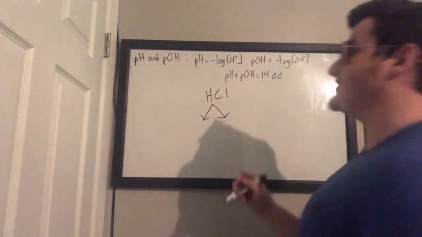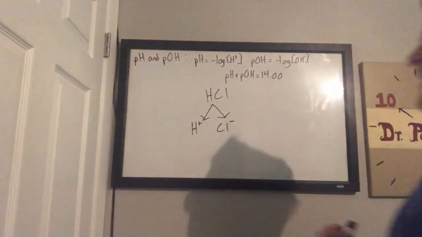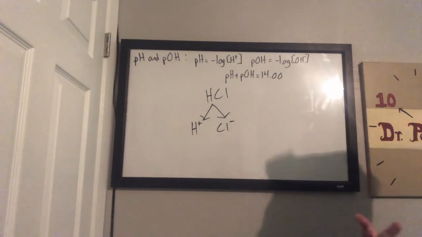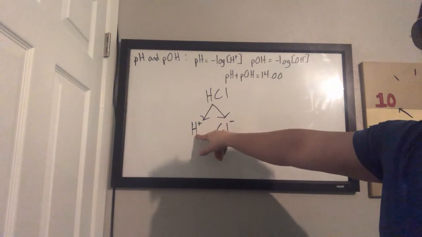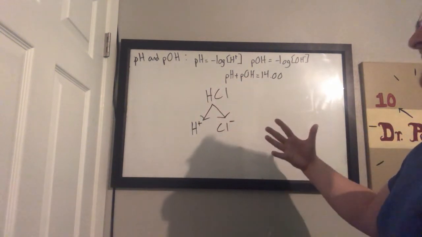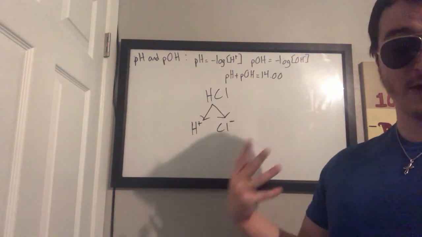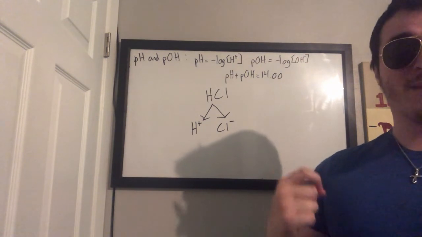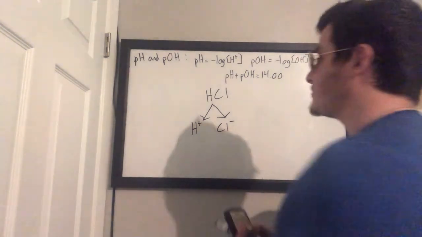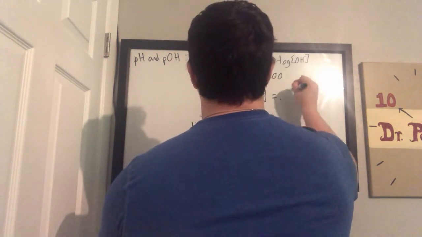It's going to break up into hydrogen ions and chloride ions. So if they're giving you the concentration of HCl, then they're also giving you the concentration of H+, because every single molecule is going to do this, and there's only one H for every HCl. Therefore, it's a 1-to-1 ratio. So when they tell you, what is the pH of a 0.0001 molar solution of HCl, that is also telling you the concentration of hydrogen ions, 0.0001 molar.